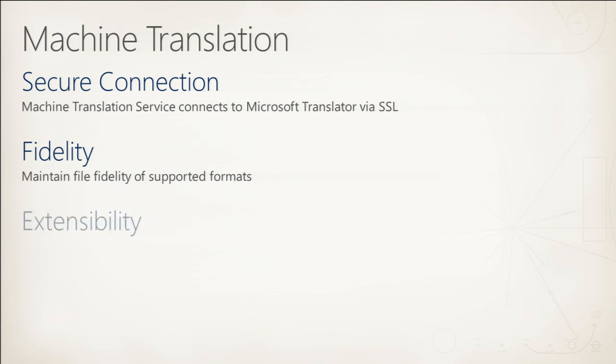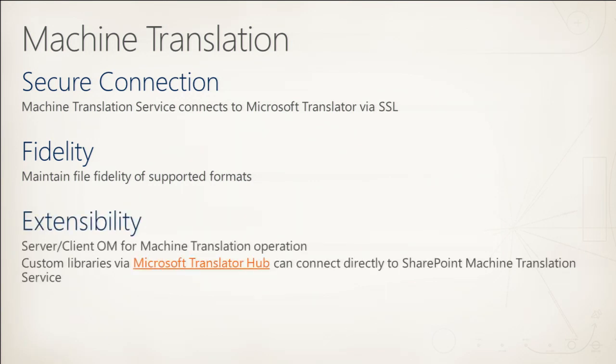The other thing we've done is we've made sure that the machine translation service is extensible. We have a server and client object model that can drive the machine translation operations. And for those of you who are familiar with Microsoft Translator, they have a Microsoft Translator Hub feature where you can sign up and train a custom library specifically for your use that you can now connect to with the machine translation service. So if you've worked with Microsoft Translator to train, say, on medical terminology, and you want to take advantage of that in SharePoint, you can connect to that custom library you've set up with Microsoft Translator.